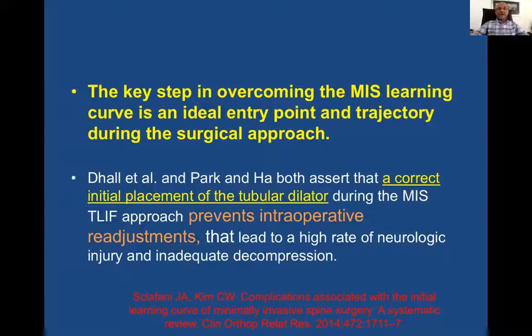So Tall and High assert that there's a correlation between the initial placement of the tubular dilator during the MIS TLIF approach to prevent intraoperative readjustments. And we know that, we have all been through this, that many a times you come in, one of your juniors has put in a tubular dilator and it's not in the place where you want it to be. And you can get away with it, but sometimes you end up changing a bit.